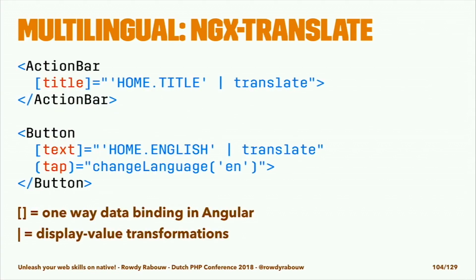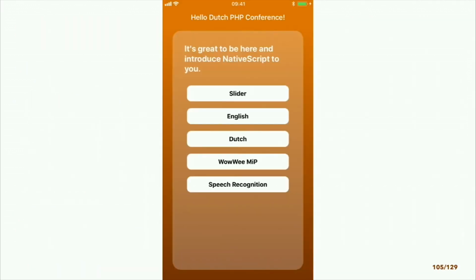And how you can use it is one-way data binding in Angular and using a pipe to transform it. You can even use variables if you want to. But in this simple case, this is how you would use it. And you get something like this. It's now in English. And when I hit the Dutch button, it translates to Dutch. Easy like that, and back again.